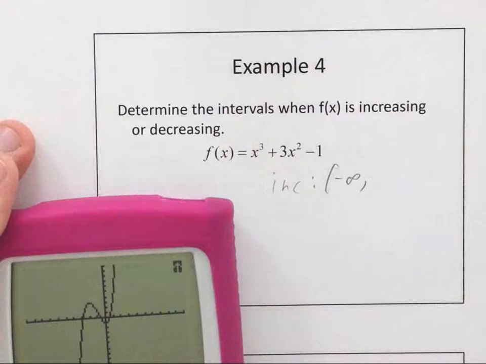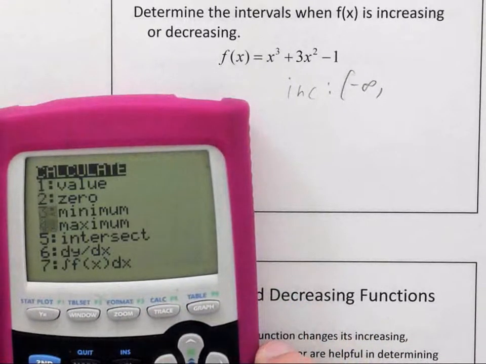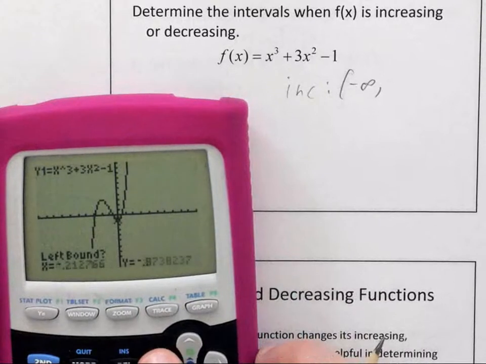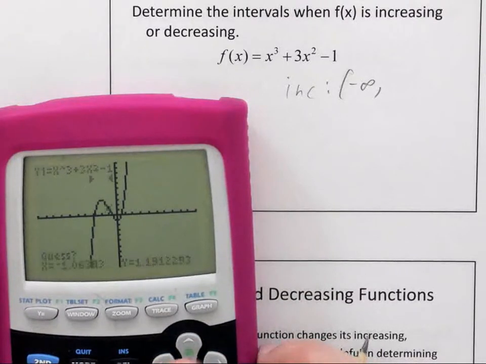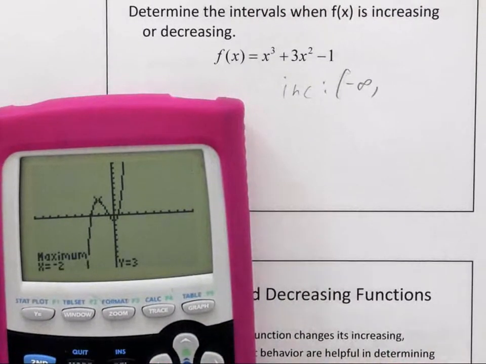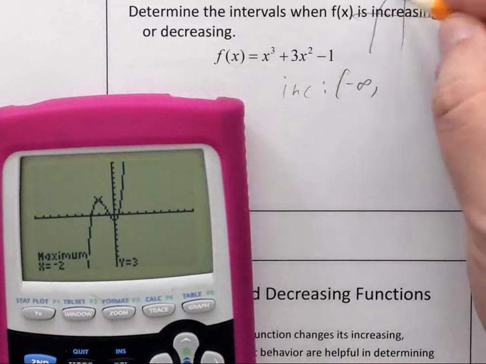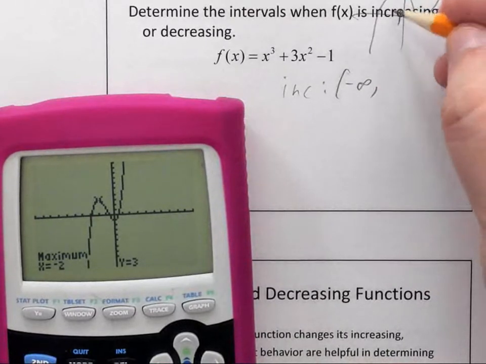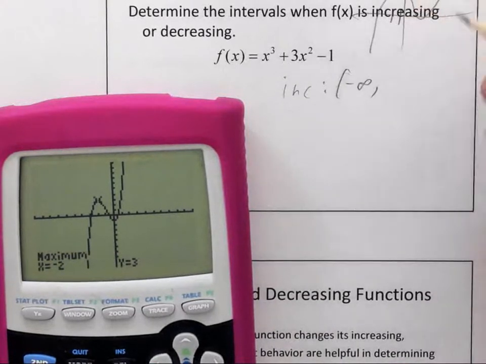So I'm going to hit second and calc. Go down here to maximum. I'm going to mark to the left of that peak, to the right of that peak, and then guess close to it. That gives me a maximum at negative 2, 3. So that tells me this point occurs at negative 2. So I'm going to go from negative 3 to negative 2.